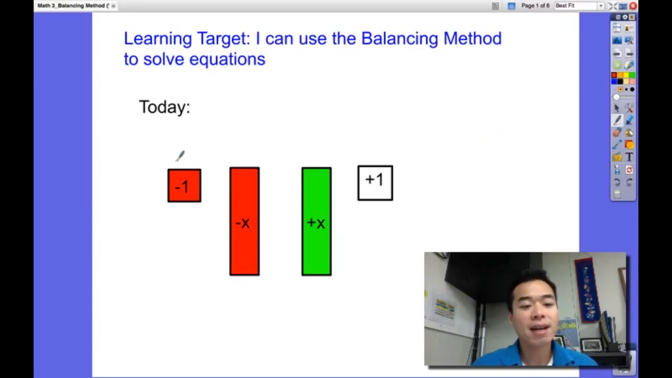Whenever you see a little red tile, that's a -1. Whenever you see a long rectangular tile like this, that represents a negative x. When you have a green rectangular tile that's longer, it's going to be positive x. And then a white tile will represent a positive 1. So let's begin. Make sure you list this in your notebook.